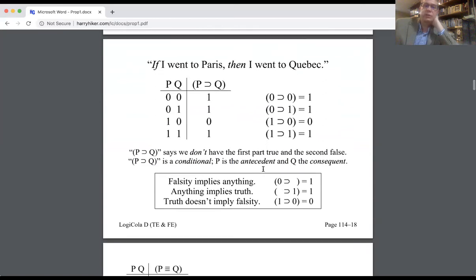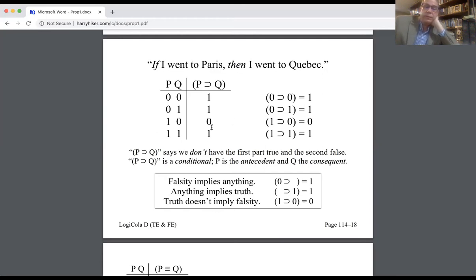Next is the horseshoe symbol, which is called a conditional. This is a very important symbol for later. It's worth thinking about it carefully. And it too, at first, is not as intuitive as and probably not even as intuitive as or, in the sense that we really have to memorize, I think, at the beginning, this truth table in order to work with it.